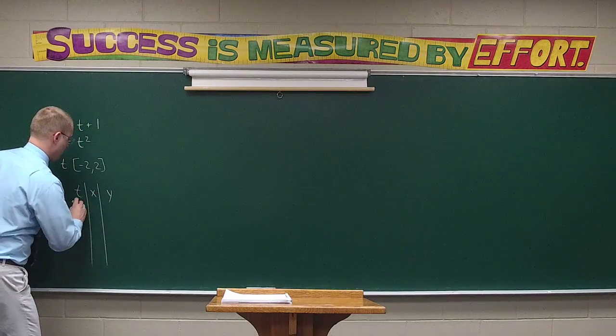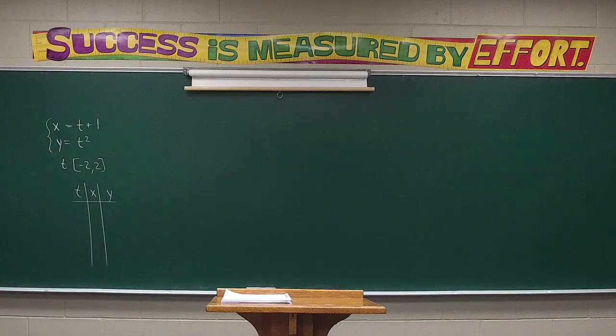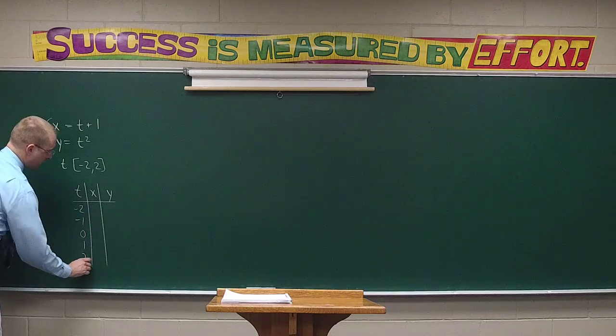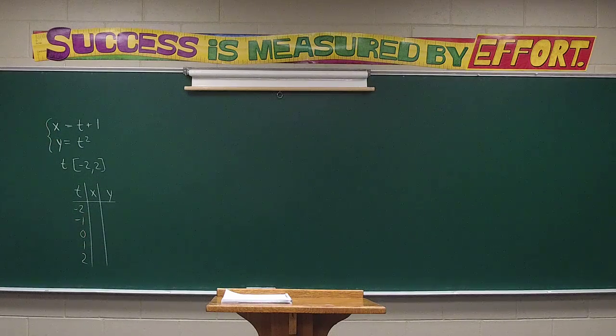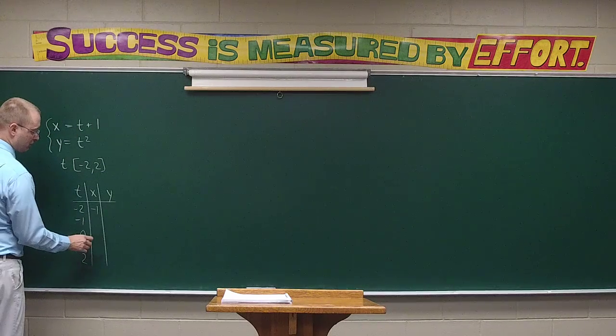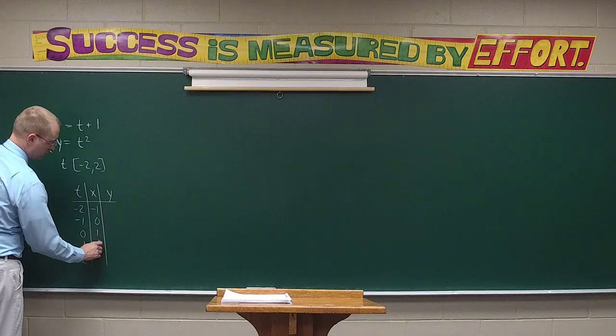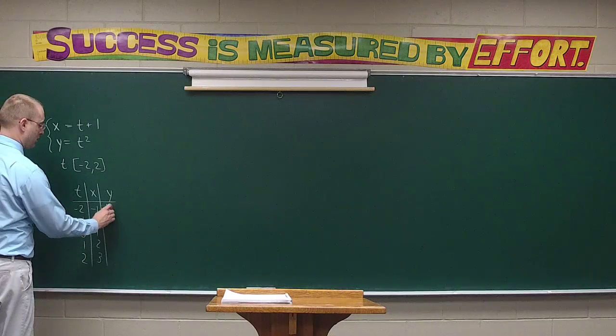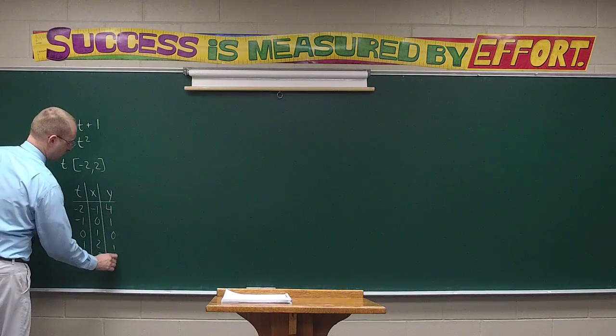In this case, it's t. And start by writing all the easy values for the parameter. -2, -1, 0, 1, 2. There we go. And for the x, we're simply going to take that t, that parameter, and add 1 to it. Jamie? -1, 0, 1, 2, 3. All right. And then for the y value, we're simply going to take the t value and square it, Quentin. 4, 1, 0, 1, 4.